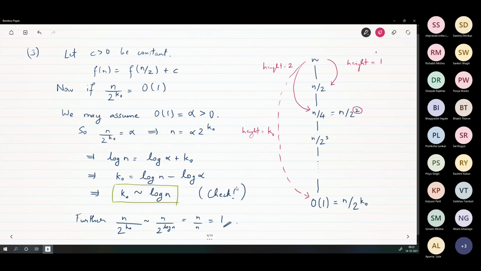Now the question is, how do you find this k naught? That is where this comes in. We have this relation: n by 2 to the k naught is order 1. We may assume that order 1 is some constant. It need not be 1. You can take that to be 1 also if you are comfortable with that, but let's fix it. In general, it is some constant alpha. So we'll fix it to be alpha, which is a constant.